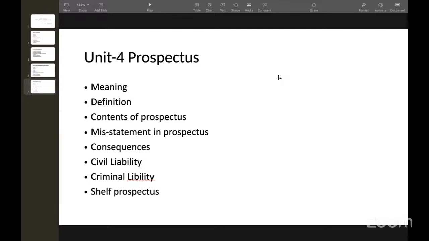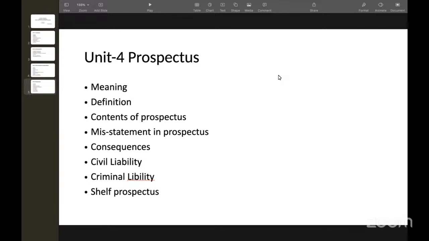So in consequences of misstatements, we have 2 liabilities, that is civil liability and criminal liability. Civil liability: under Section 35 of the Companies Act 2013, any person who authorizes the issue of a prospectus containing untrue statements is liable to compensate investors for any loss or damage they suffer. Persons liable: directors of the company, promoters, persons who authorize the issue of the prospectus.